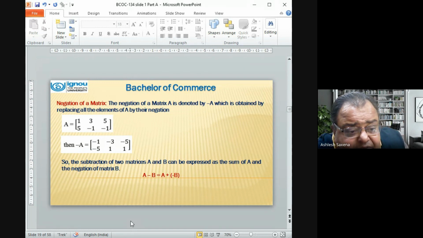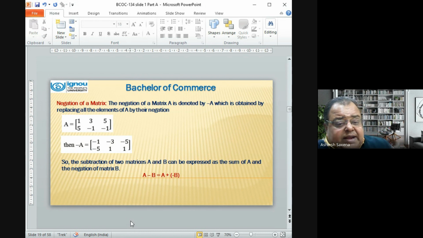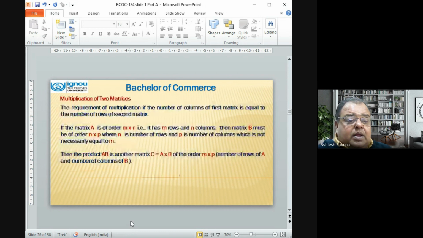Now, if we have two matrices A and B, and we have to subtract them, we can write it this way: A minus B is equal to A plus of minus B, because plus into minus is minus. This is basically for simplification purposes. Now, the most important part is the multiplication of two matrices. This is somewhat difficult.